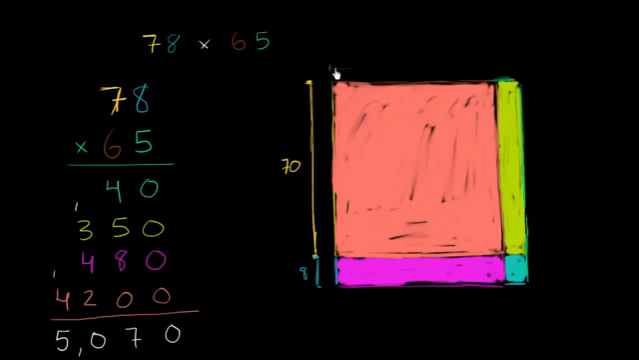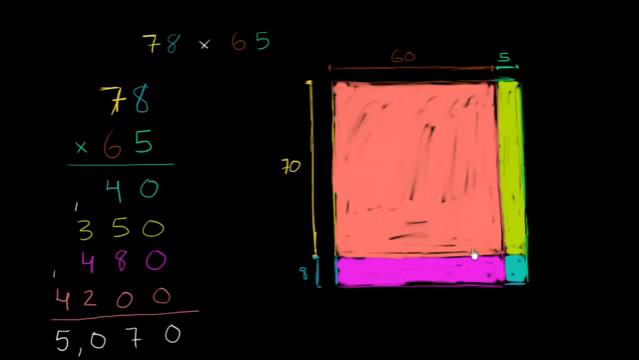So this distance right over here, it's not drawn perfectly to scale, but it gives the idea. This is 60, and then this distance right over here is the 5. So this whole distance is 65. This entire distance is 78. So if you had a rectangle that's 65 units wide and it had a height of 78 units, then its area is going to be 78 times 65. Its area is going to be 5,070.